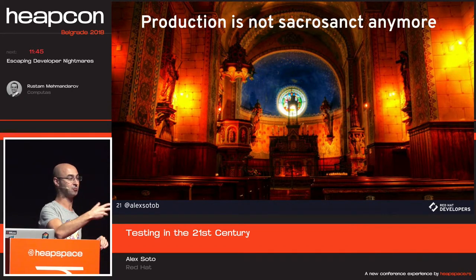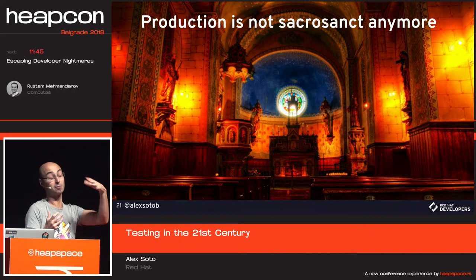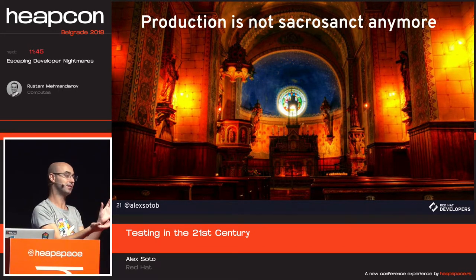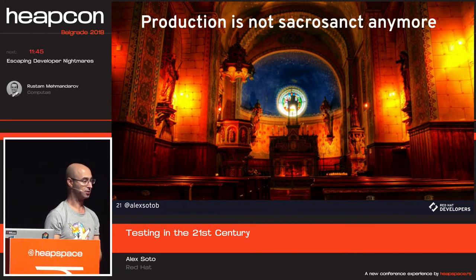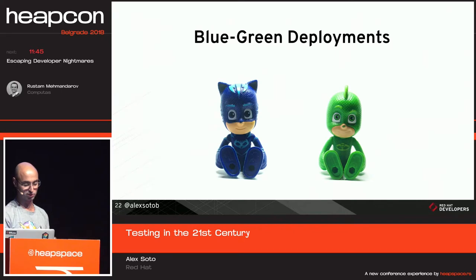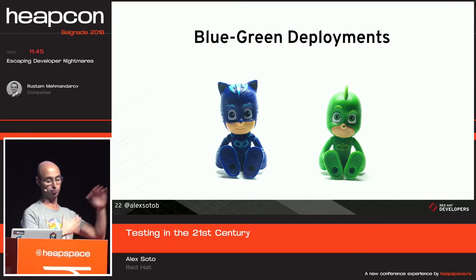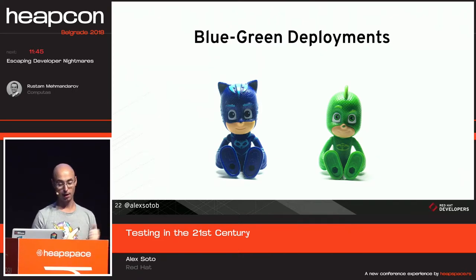I run integration test against this production environment. And then I need to release this new version of my application. I have a service A V1 running on my cluster, and I have the V2 that I want to deploy and release to my users. So how do you release to your users? The first thing that you can do is a blue-green deployment approach. The blue-green deployment approach is that you have two identical environments, and you switch the traffic when you are ready.